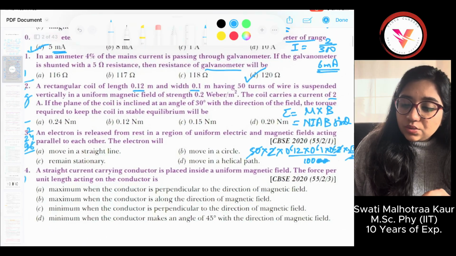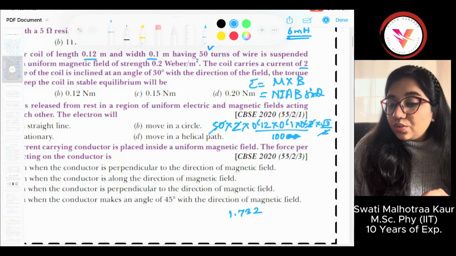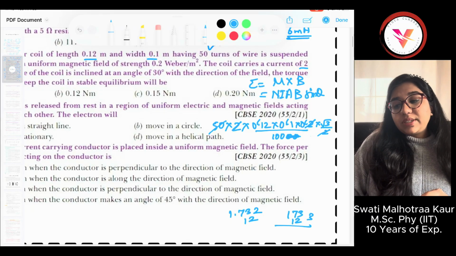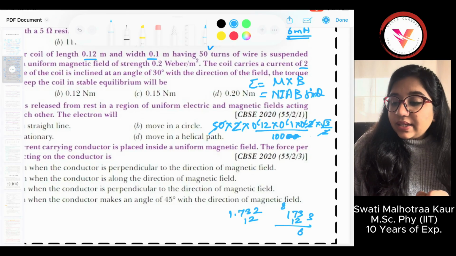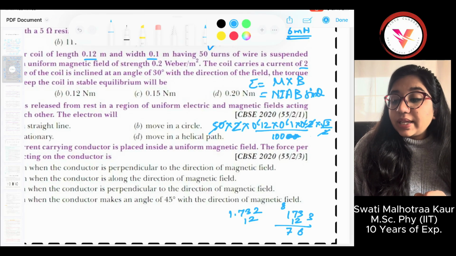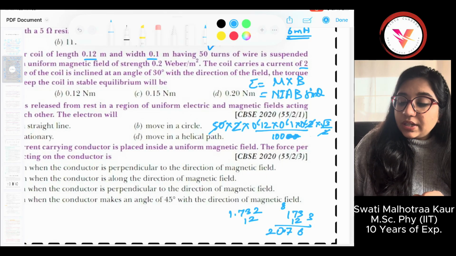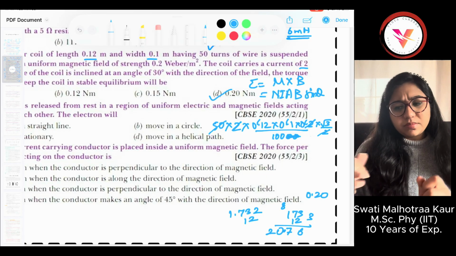So root 3 is what? 1.732 into 12. Let's say 173 into 12. 12 3s are 36. 12 7s are 84, plus 3, 87. 12 1s are 12, plus 8, 20. 1.73 is a decimal here, and this 100 gives a decimal of 0.20. D is the correct option. Simple calculation.